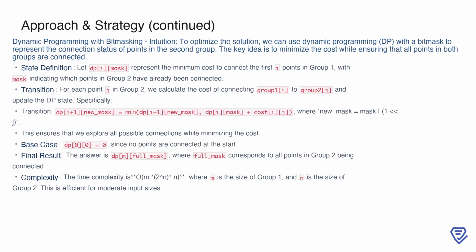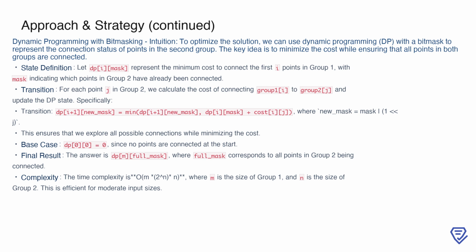To optimize the solution, we turn to dynamic programming combined with bit masking. The main idea here is to use a bit mask to represent the connection status of points in the second group, ensuring all points in both groups are connected while minimizing the cost. We define our DP state as dp[i][mask], representing the minimum cost to connect the first i points in group 1, where mask indicates which points in group 2 have been connected so far.